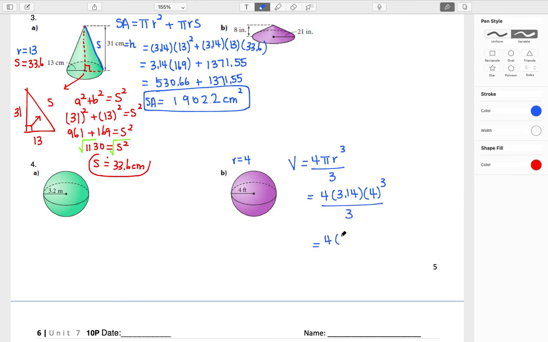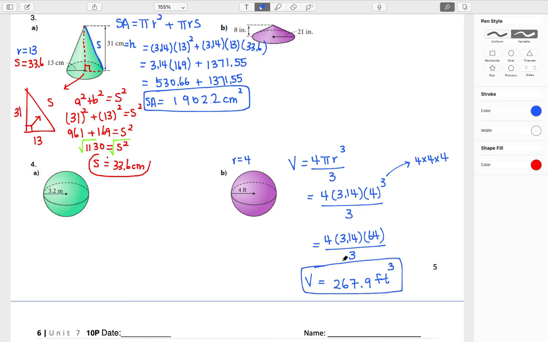So 4 times 3.14. Now 4 cubed is 4 times 4 times 4, 3 times. And that will give me 64 divided by 3. And then punch everything in the calculator for the numerator and then divide it by 3. For the volume, you're going to get 267.9 feet. Because it's volume, the unit has to be cubic. And that's how you find the volume.